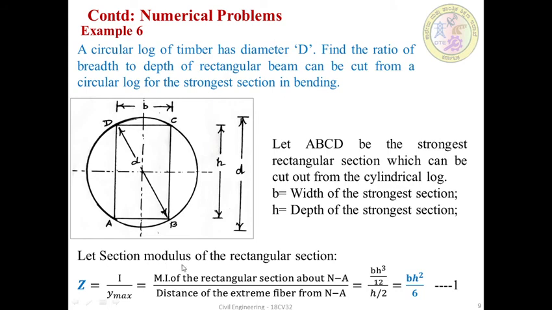So let us take the section modulus for the rectangular section. As per the definition, the section modulus is the ratio of the moment of inertia of the rectangular section about the neutral axis to the distance of the extreme fiber, or farthest fiber, from the neutral axis. That is given by bh cube by 12 divided by h by 2. Here b is the breadth, h is the depth of the beam, and therefore h by 2 is the y maximum value. We get bh square divided by 6. This will be taken as equation number 1.